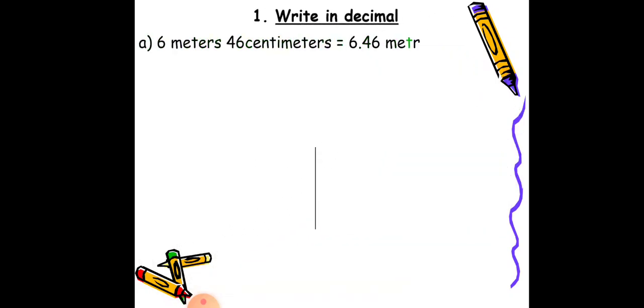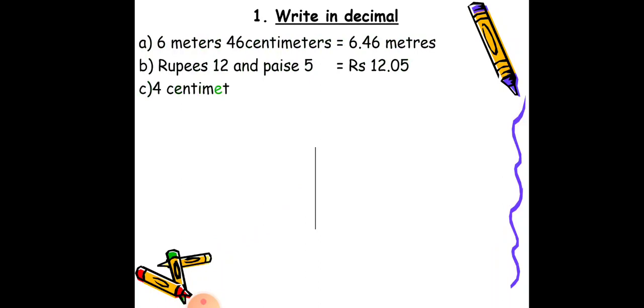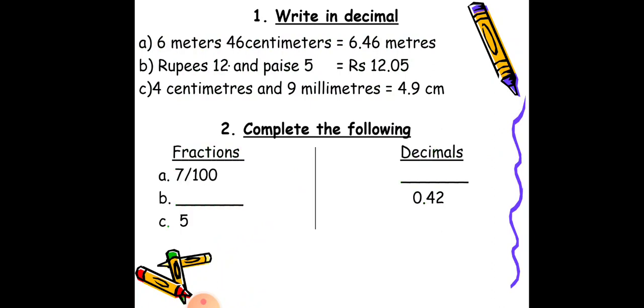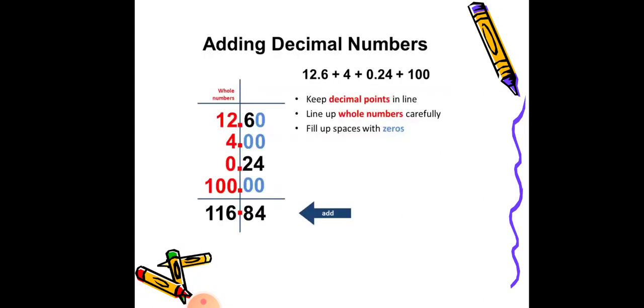Write in decimal: 6 meter 46 centimeter is equal to 6.46 meters. Rupees and paisa: rupees will come in front and paisa will come after the point. Meter will come before the decimal and centimeter will come after the decimal.